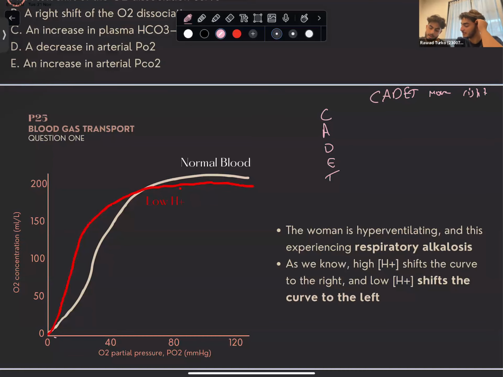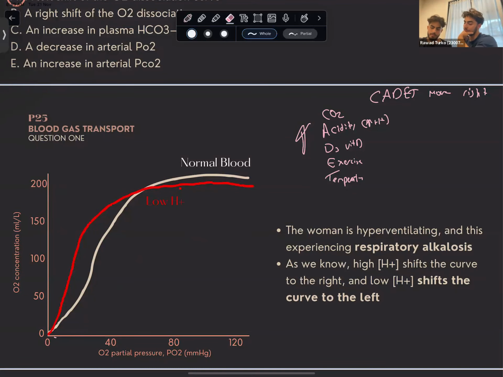So CO2, acidity, or high H plus, obviously. D3, which is vitamin D. Exercise and temperature. Yes. So when we have an increase in any of these, then it would move right. So the graph would move right. Okay. That's correct, right? Yeah. I don't think they took vitamin D3 though, but just remember the rest.